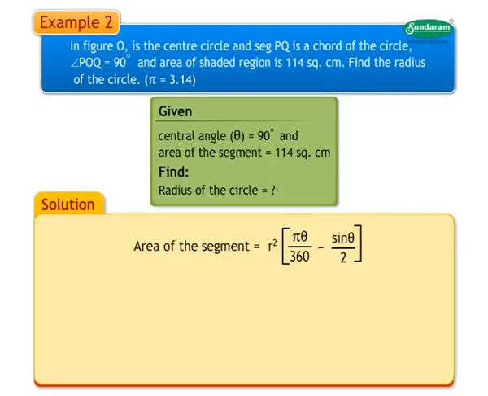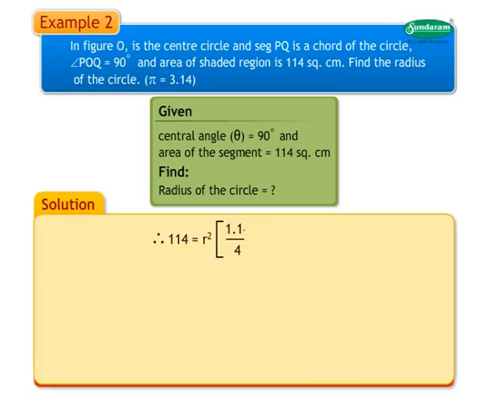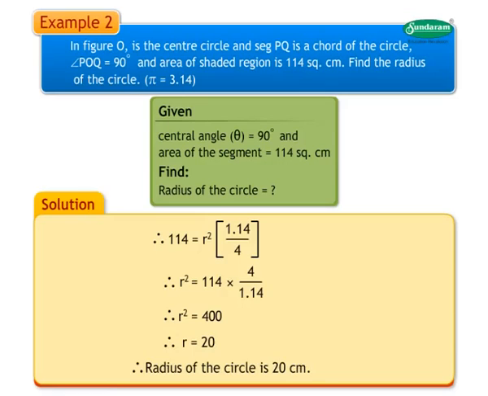Solution: area of the segment is equal to r square in bracket pi theta upon 360 minus sine theta upon 2. Therefore, 114 is equal to r square in bracket 3.14 into 90 upon 360 minus sine 90 upon 2. Therefore, 114 is equal to r square in bracket 3.14 upon 4 minus 1 upon 2. Therefore, r square is equal to 114 into 4 upon 1.14. Therefore, r square is equal to 400. Therefore, r is equal to 20. Therefore, radius of the circle is 20 centimeters.